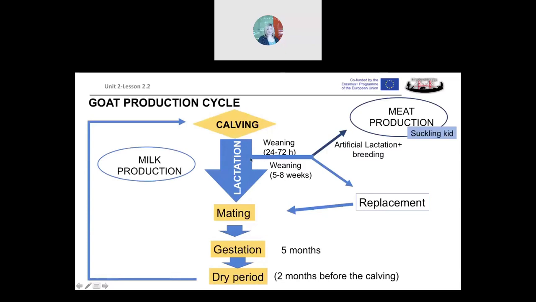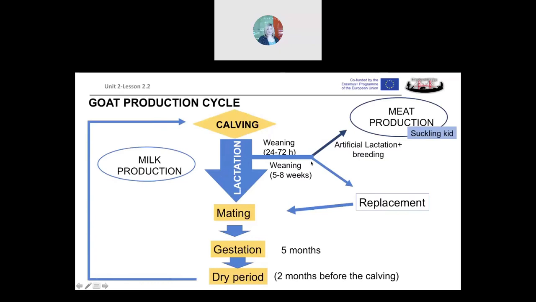Here for the kids, in the very intensive production, the weaning of the kids is around 1 to 3 days after the calving, and then they are fed with artificial lactation. The type of production is the suckling kid that is destined to meat production, and is the type of production that is more valued, has more value in the market.